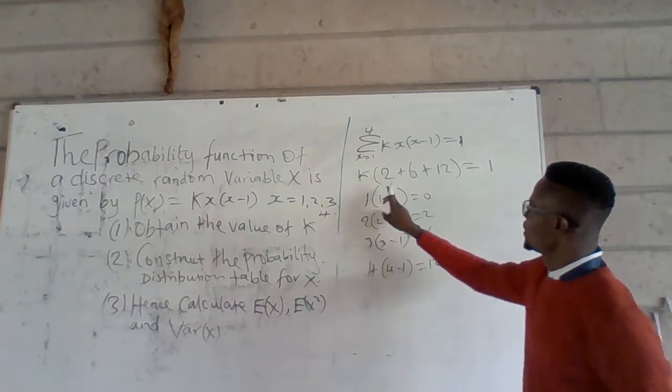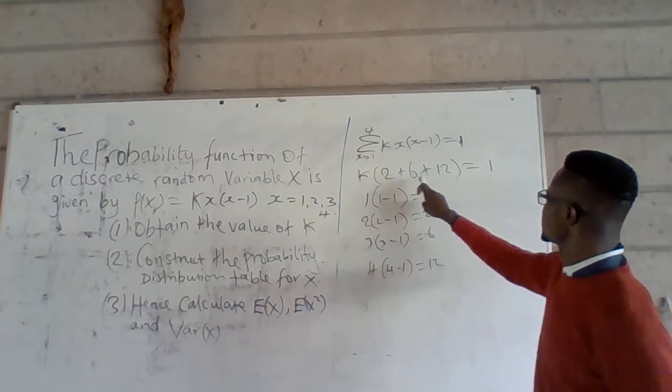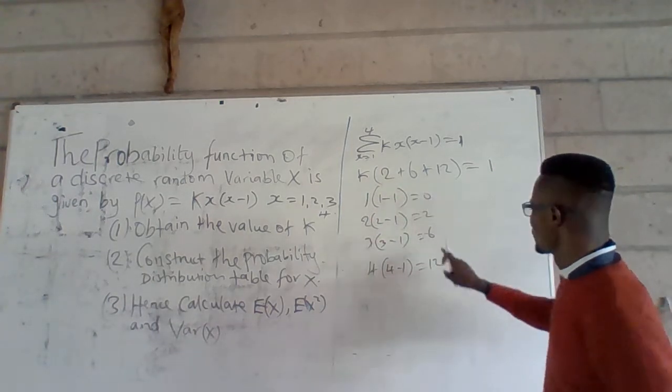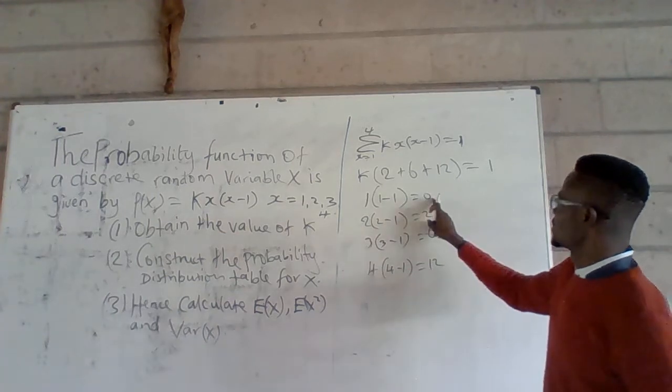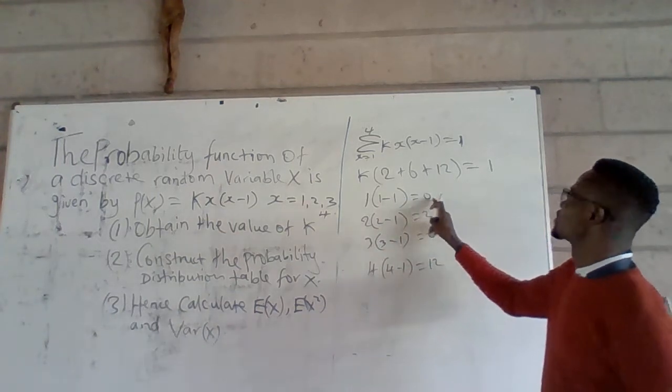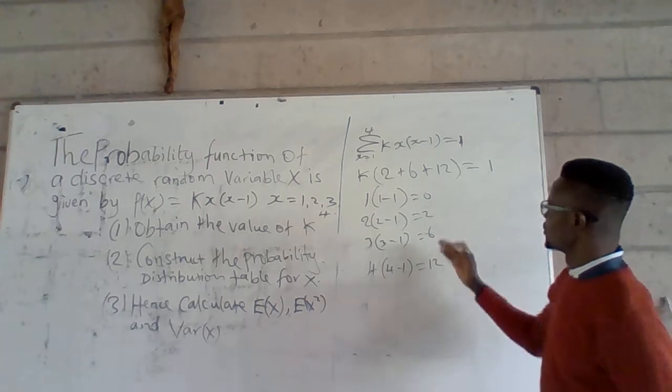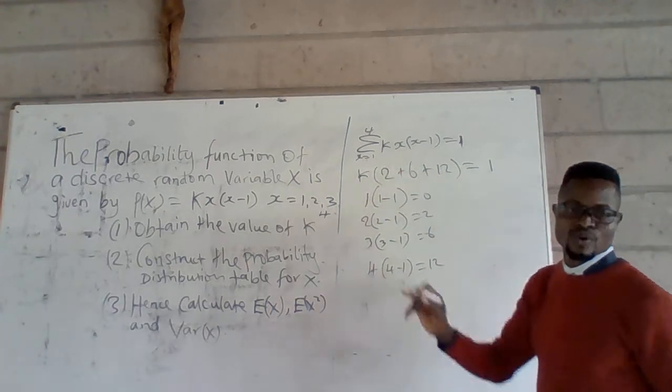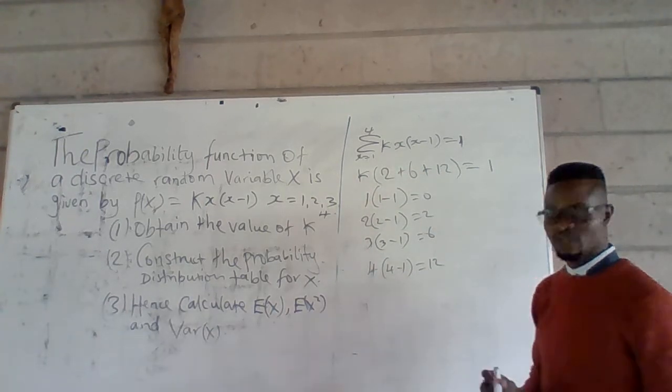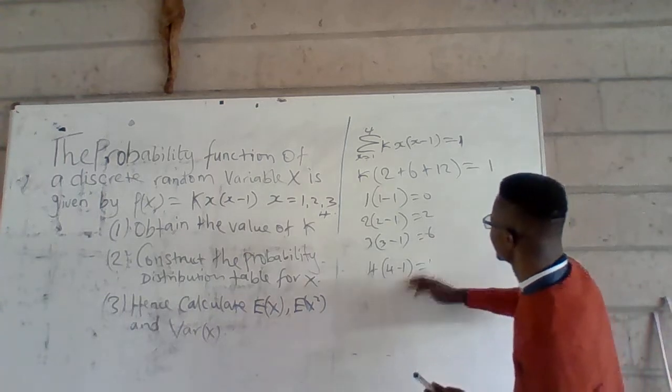So our value is 2 plus 6 plus 12, because if we add 0, it's simply 0. That's why I don't add 0 there. So this is what I have done to get to this point. I hope we are together now. So from here we can proceed.